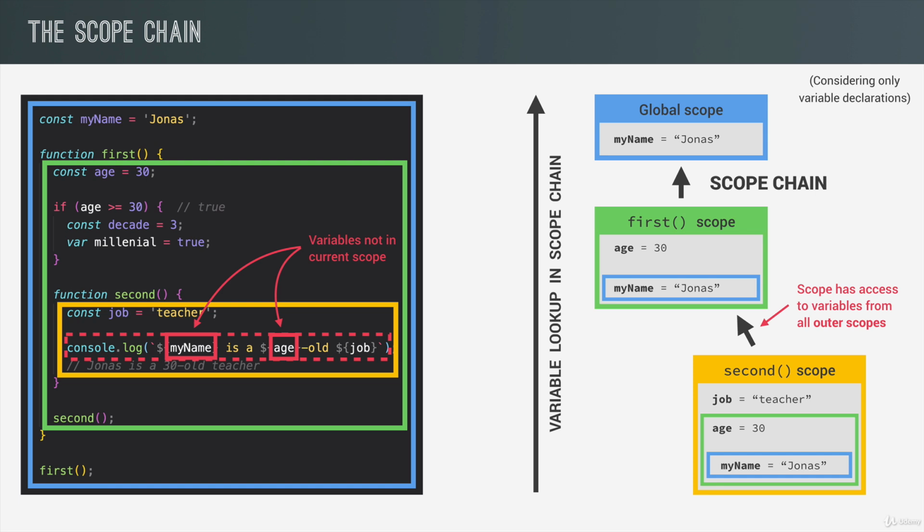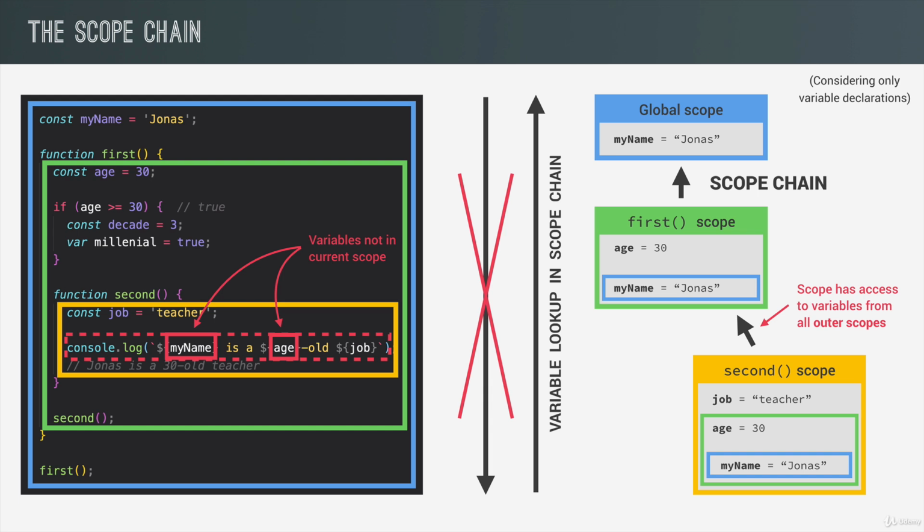What's also extremely important to note is that this does not work the other way around. A certain scope will never ever have access to the variables of an inner scope. In this example, the first scope, for example, will never get access to the job variable that is stored in the second scope. Okay? So again, one scope can only look up in a scope chain, but it cannot look down, basically. So only parent scope can be used, but no child scopes.